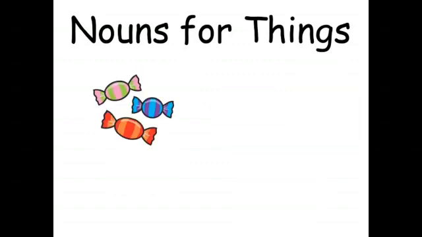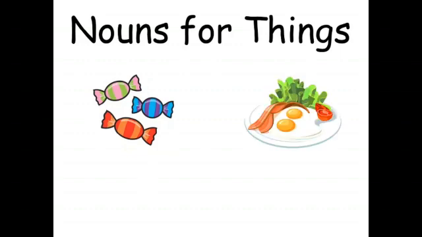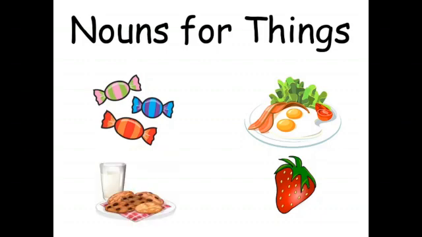Let's look at some more things. What are these? These are candies. Candy is the name of a sweet treat, isn't it? And candy is a noun. The eggs you eat at breakfast, the yummy strawberry, and the delicious milk and cookies. All are the names of things you eat, and these are all nouns.